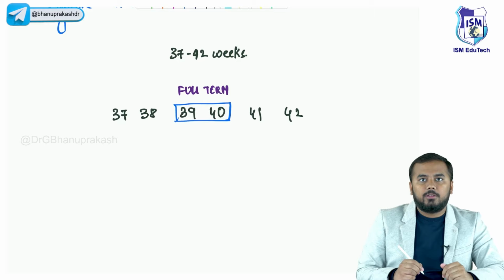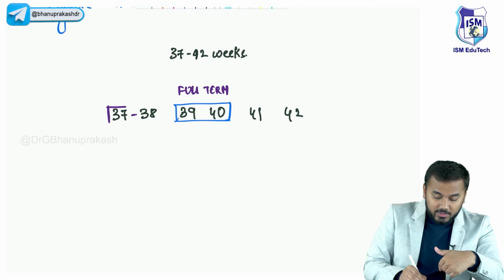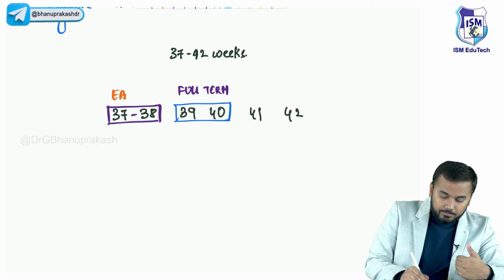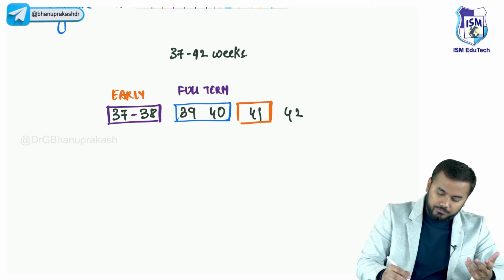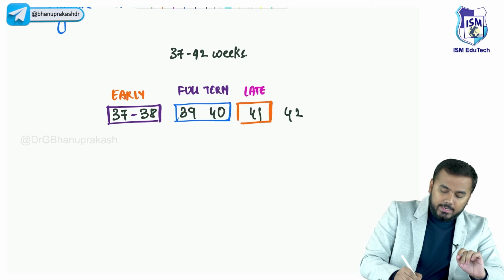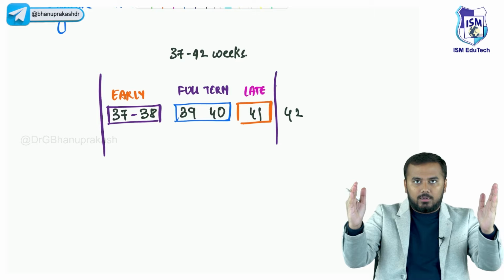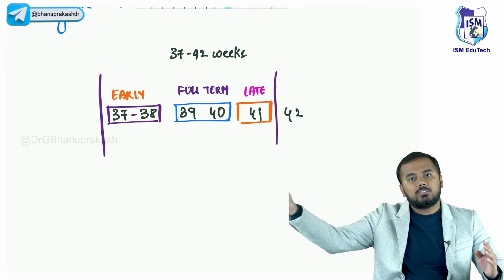Okay? Before 39, that is from 37 to 38 weeks, this is called early term because it came early. So what would be the opposite of early? Late. If the baby is born after 40 weeks or before 42 weeks, this is called late term infant. Whatever it is, 37 to 41 is all the term part. Before 37 this is called preterm, after 41 this is called post term.